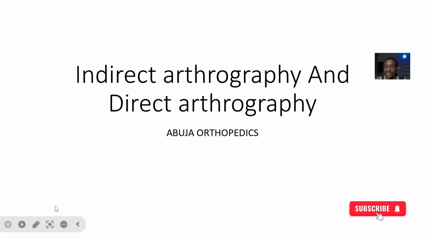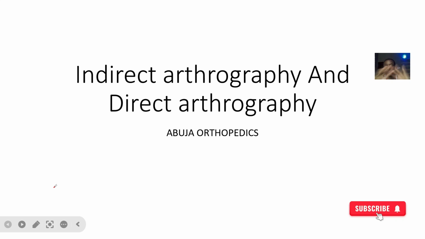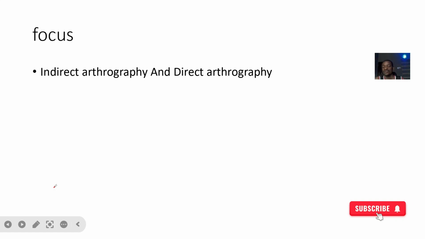Now we'll quickly try to establish a lecture which will give us a very clear insight into what indirect arthrography is. Arthrography is basically imaging of a joint, shoulder joint, knee joint, any joint in the body. Okay, so we have the direct one, we have the indirect. So what's the differences between the two?